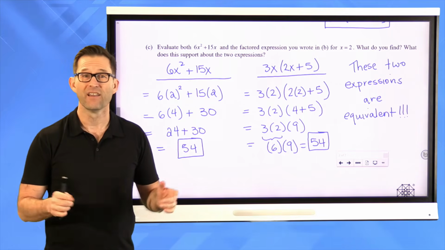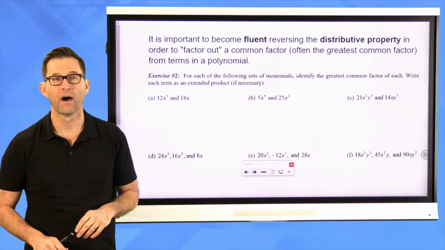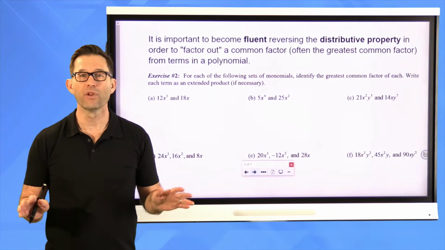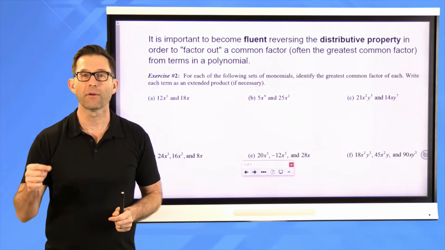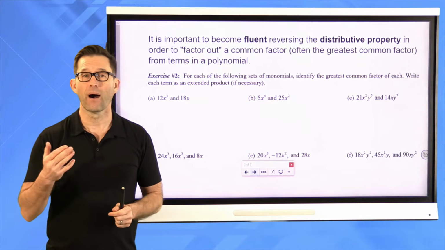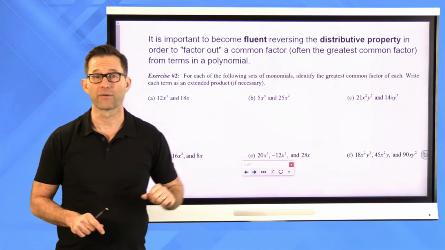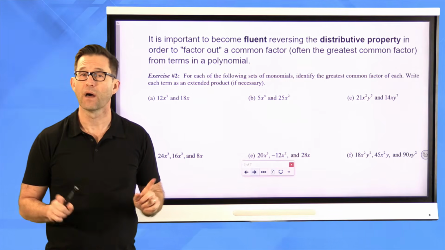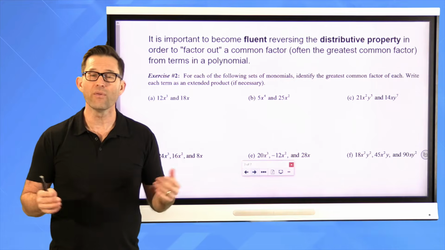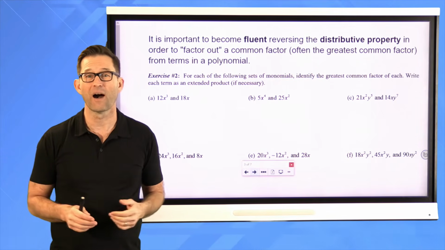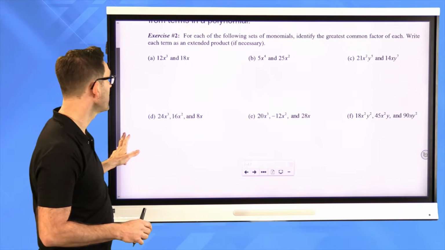That being said, let's keep working on factoring. Now it's important to become fluent reversing the distributive property in order to factor out a common factor. Most of the time when we factor out a common factor, we're looking to factor out the greatest common factor. Not always, but most of the time. In order to do that, we've got to be able to identify the greatest common factor of two or more terms. So that's what we're going to get some practice on in exercise number 2.